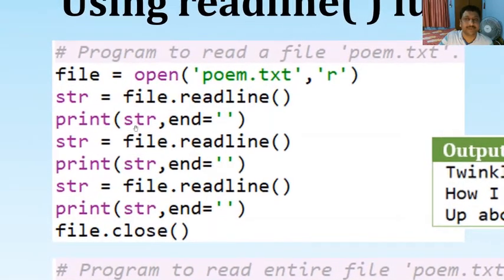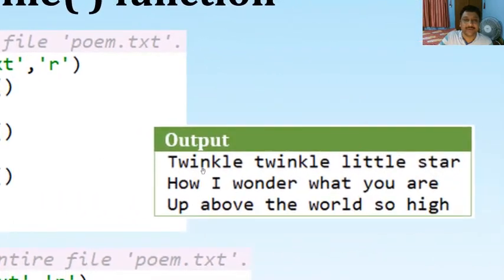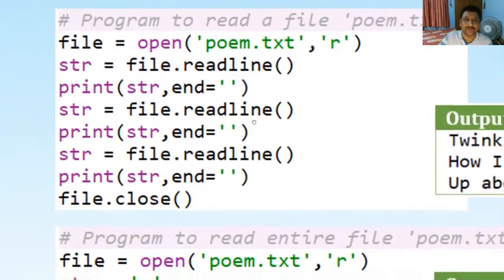Okay, here it is. Program to read a file poem.txt. File equals to open. We have opened the file in the same way. Here the first line we are reading in string str, and then we are displaying. Then the second line we are reading and displaying, then the third line we are reading and displaying. Now at last we have closed the file. See the output, only 3 lines it is displaying, one line at a time, readline function with read.